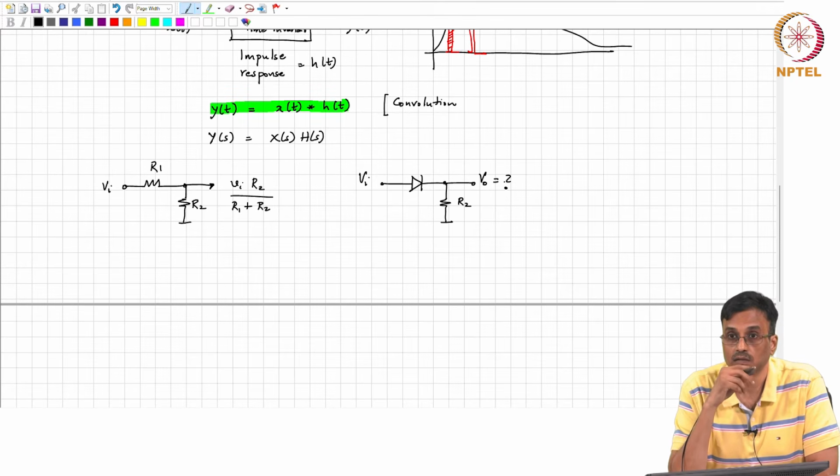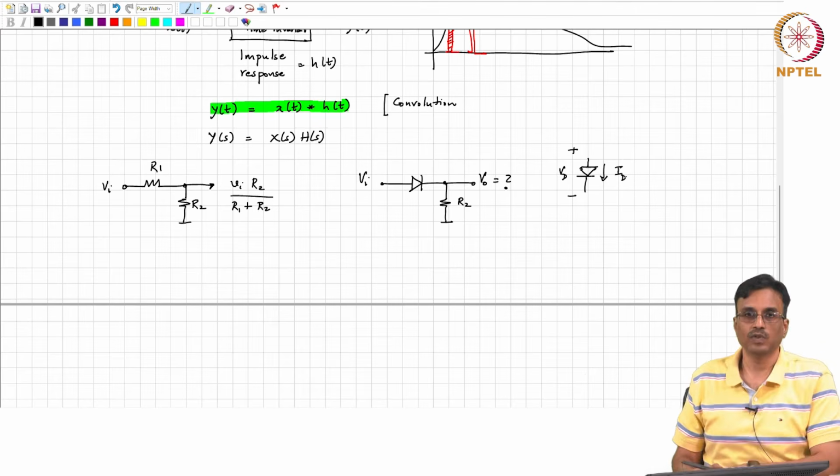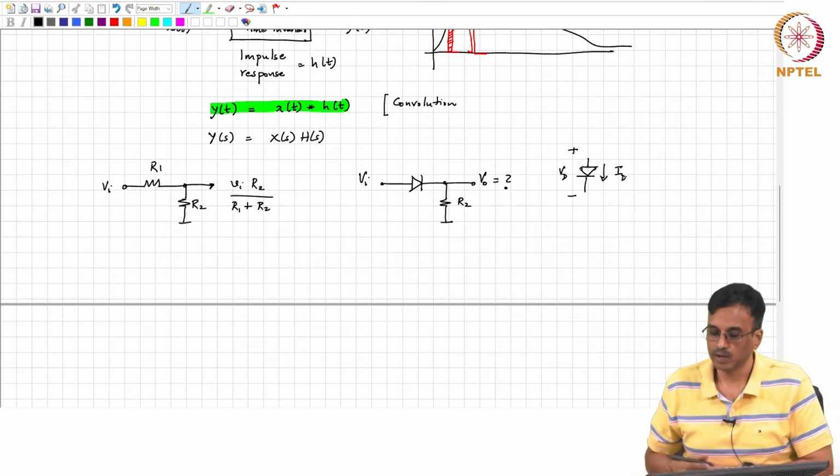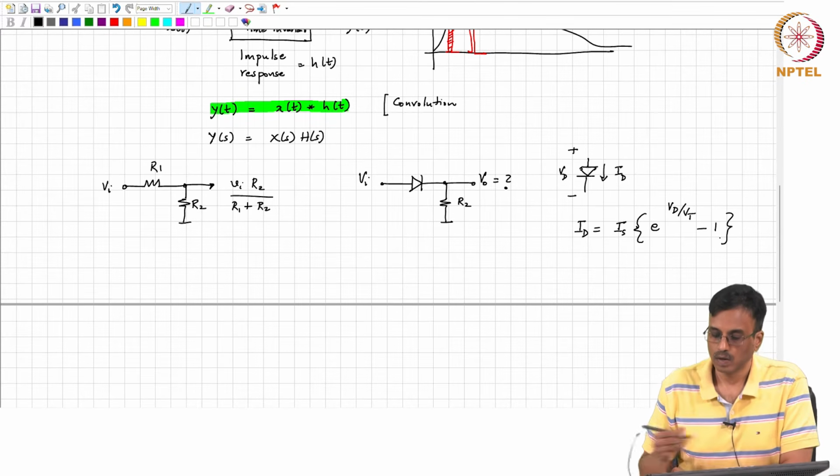What conditions? If Vi is greater than 0. No, by the way, what is the IV relationship for a diode? This is I, let us call this Vd, and this is Id. How is the current related to the voltage? Id is some Is times exponential of Vd over Vt, minus 1, okay.